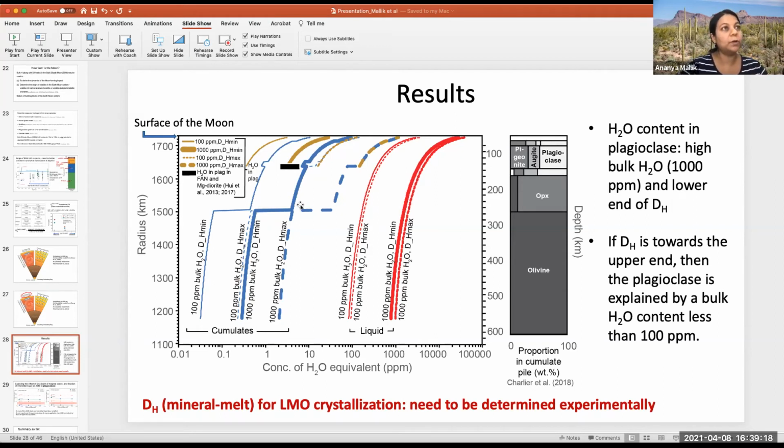So from this figure, what we observe is that the water content in plagioclase is best explained if we have a higher bulk water to start with, so a wetter lunar magma ocean. Also, if the partition coefficient is actually at the lower end. Now, again, this contradicts some of the recent findings, where they found that hydrogen should be more compatible under lunar conditions. And so what Arkadeep will be doing is actually doing experiments to find out what the partition coefficient for the moon is. And if it turns out that hydrogen is more compatible for the moon, what that means is that the lunar magma ocean must have been drier than having 100 ppm bulk water to start with.